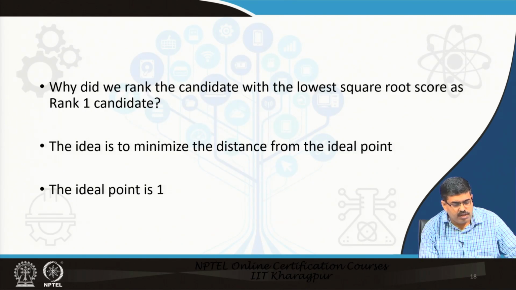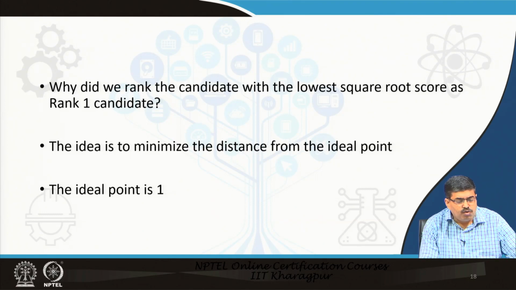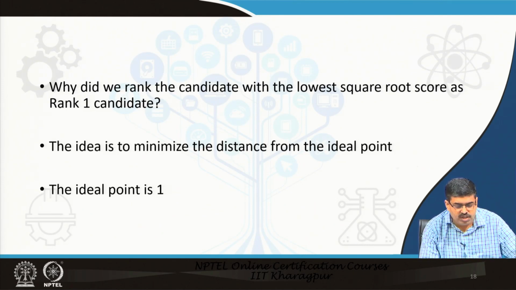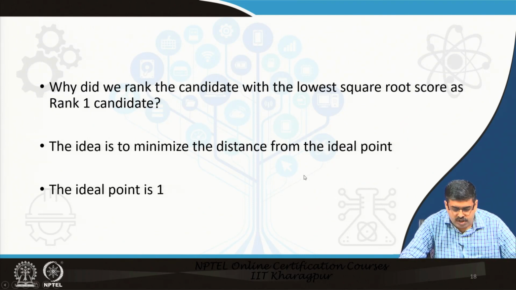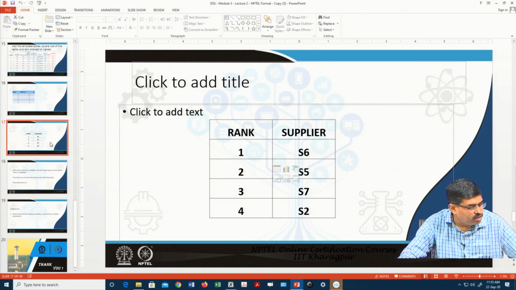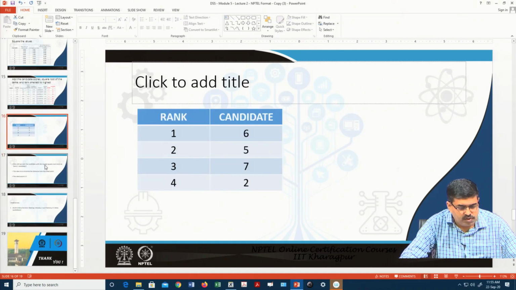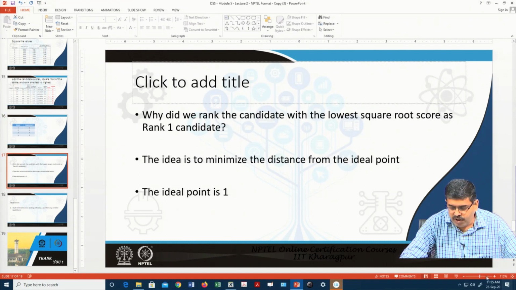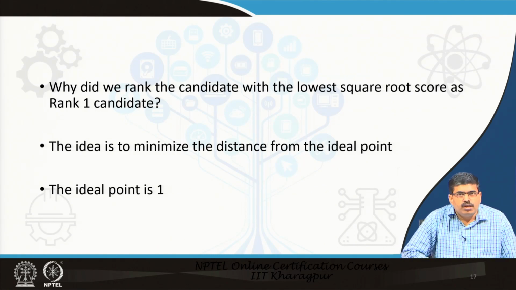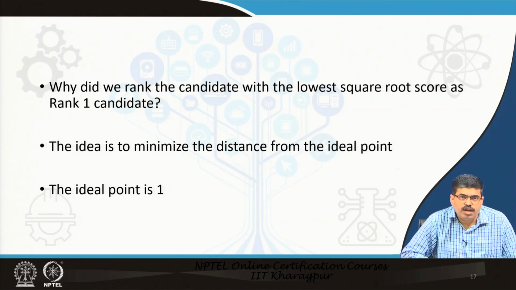Okay, sorry, that slide is not here. Now, as I have explained, why did we rank the candidate with lowest square root as rank 1 candidate? The idea is to minimize the distance from the ideal point. The ideal point is 1. Okay. Now, there is a small typographic error. This slide has to be deleted. Yeah, we have already this one, right? Yeah, the ideal point is 1. Okay. Clear. Now, the other two methods we will discuss in the next lecture. Okay. Clear.